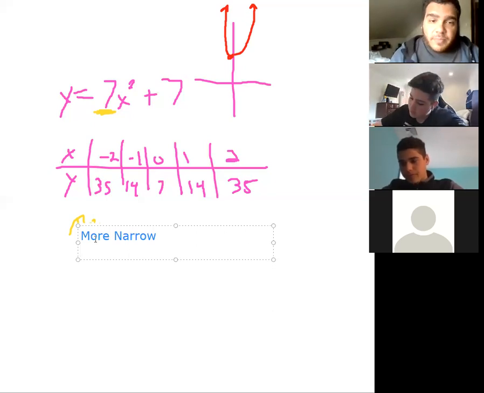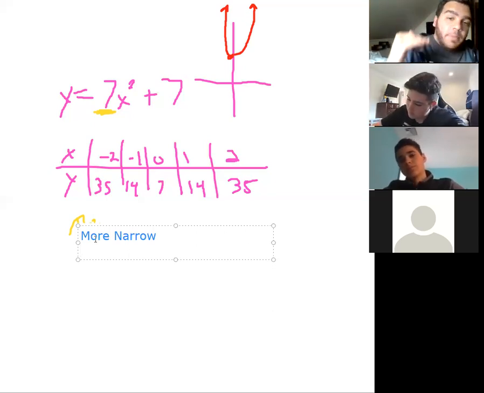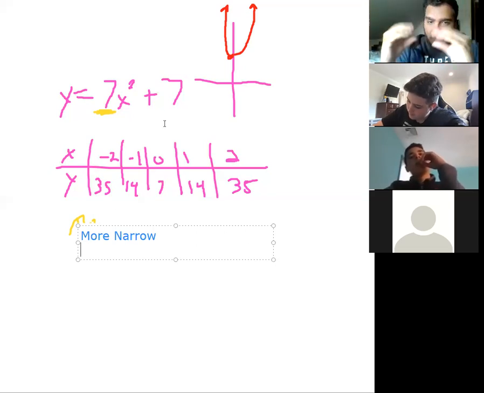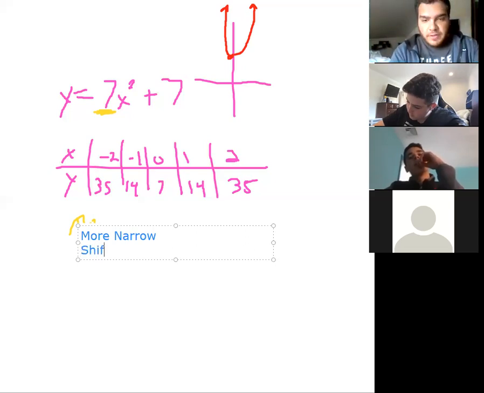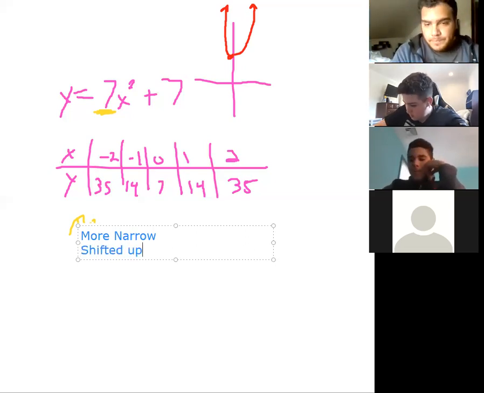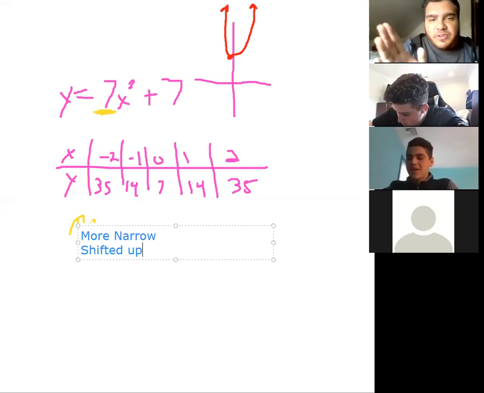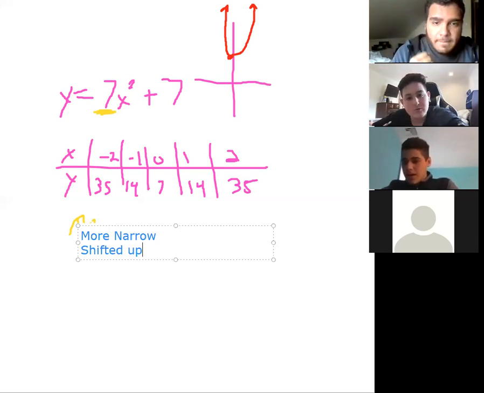And then the second aspect: is it shifted up or down? Usually it's (0, 0), but now it's been physically moved up, so it's going to be shifted up. What if it wasn't shifted up or down? You just say no shift. So that would just be the answer. The table's part of the answer. You're still practicing that, just adding a little bit more.